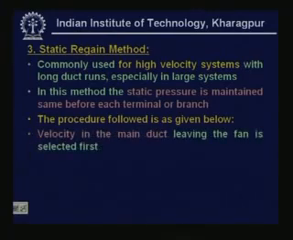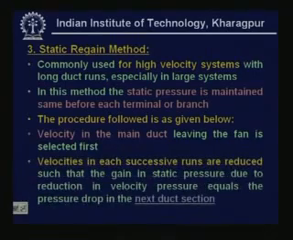First, velocity in the main duct leaving the fan is selected. You do not have to select velocities in all duct runs, but you just have to select the velocity in the main duct. Okay. Then velocities in each successive runs are reduced such that the gain in static pressure due to reduction in velocity pressure equals the pressure drop in the next duct section. Okay. So, let me explain this.